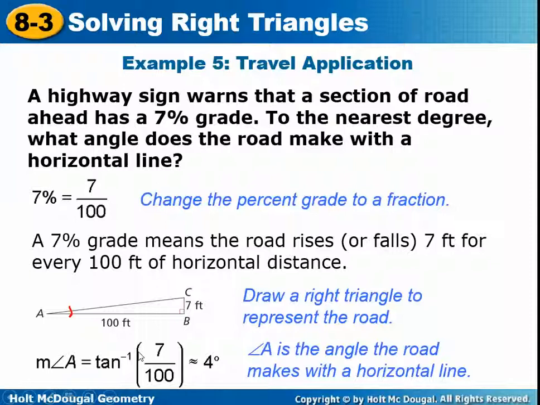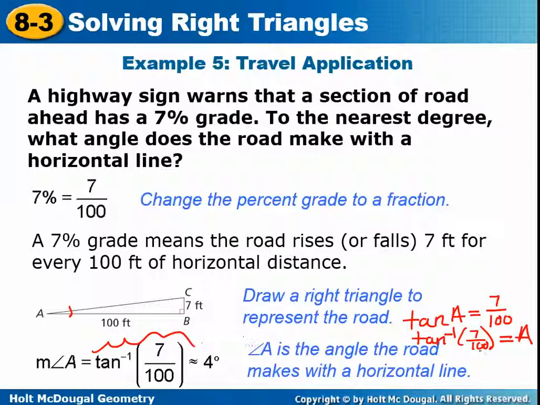So again, they're skipping this step, but I would write on my paper that the tangent of A is equal to the opposite of 7 over the adjacent of 100. So this is a true statement: tangent of A is equal to 7/100. But then we learned in this lesson that the inverse tan of that answer of 7/100 is equal to the measure of angle A. It's equal to what we're looking for. And that's right here, that's what they wrote here.